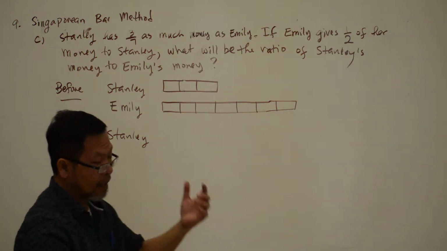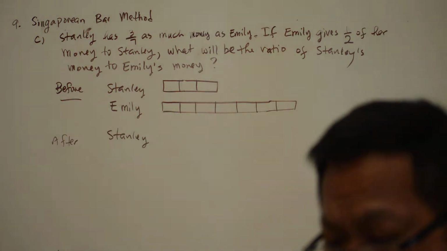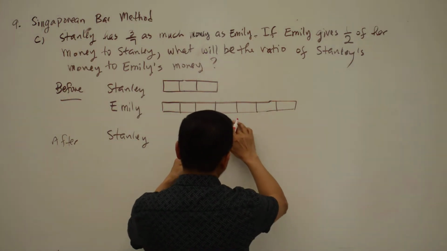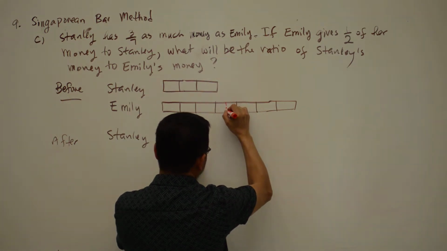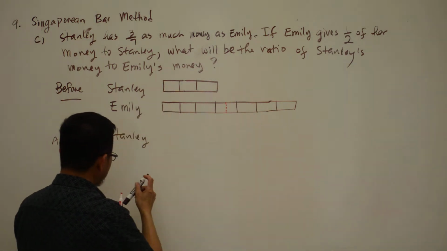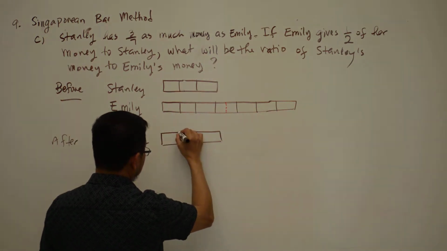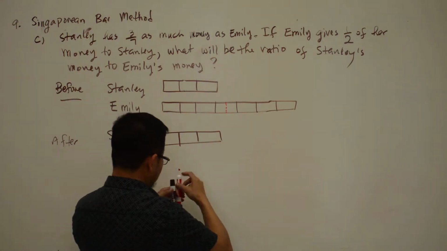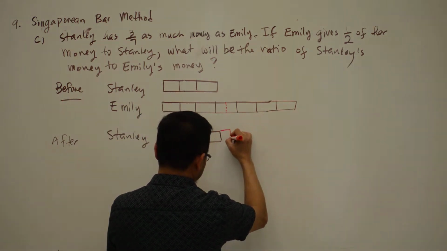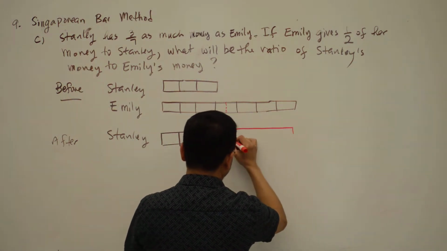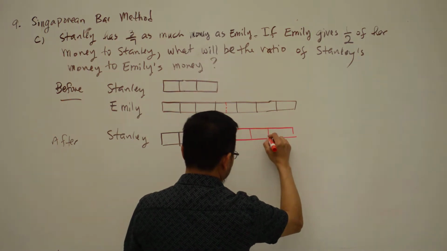Stanley will gain, because Emily gave half of her money. Sorry. So Emily will give half of her money to Stanley now. So that means she gave 3.5. So Stanley will gain 3.5 more, okay? And Stanley will gain half here and 3 extra more. So that's Stanley.